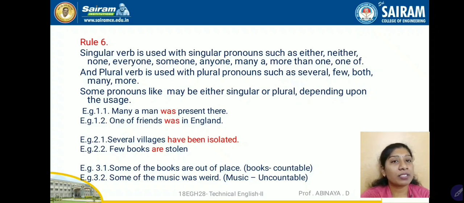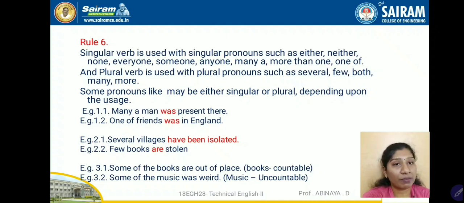Second example, see, several villages. Obviously several is a plural pronoun, so several villages have been isolated. Few books, obviously "few" is here a plural pronoun. So, few books are stolen. We are using "are", plural. See, some of the books. Some of the books are out of the palace. So, first thing, we are using "are" here, because the books we are taking are countable and plural.